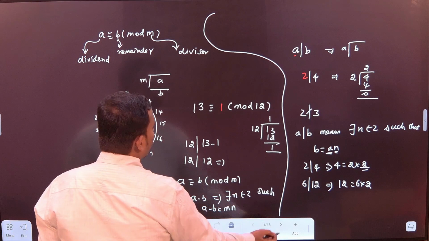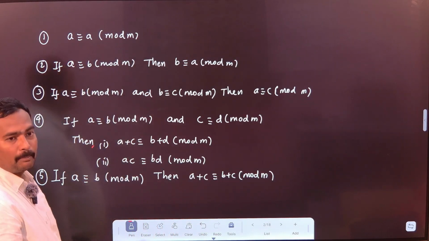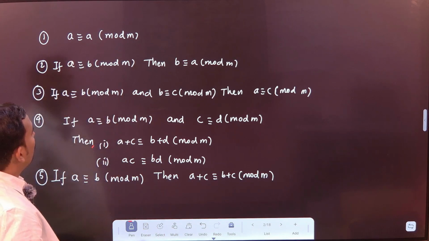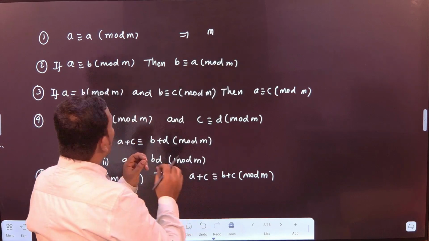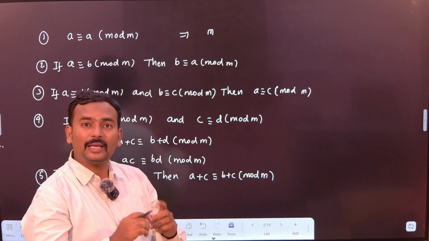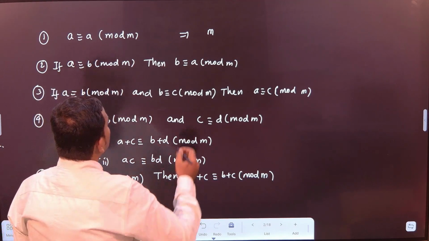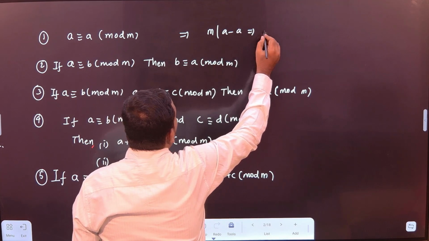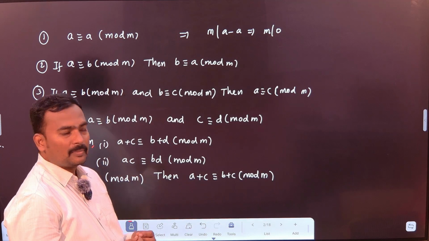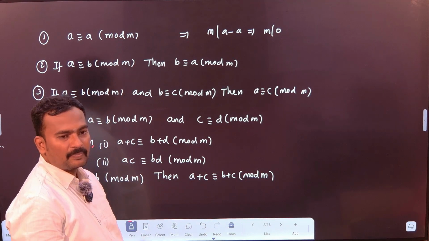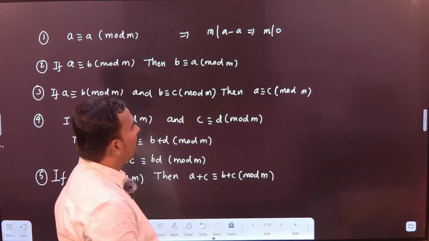Okay. Let me take the first thing. a congruent to a modulo m. This is the first property. How to prove this one? By definition, a congruent to b modulo m means m divides a minus b. In the same way, a congruent to a modulo m means m divides a minus a. This implies m divides 0, correct? Because 0 can be divided by any number m, m may be any.